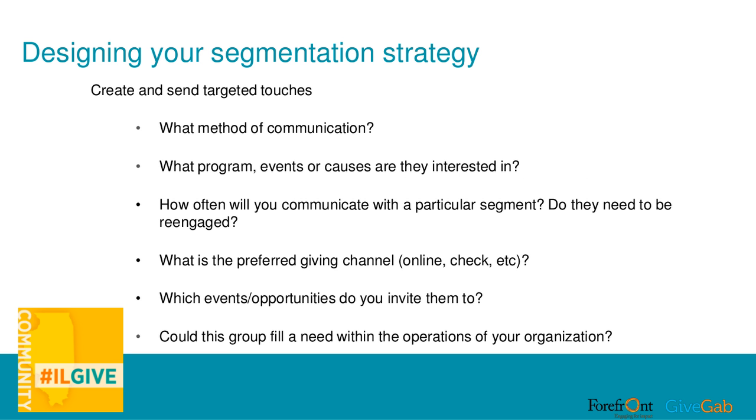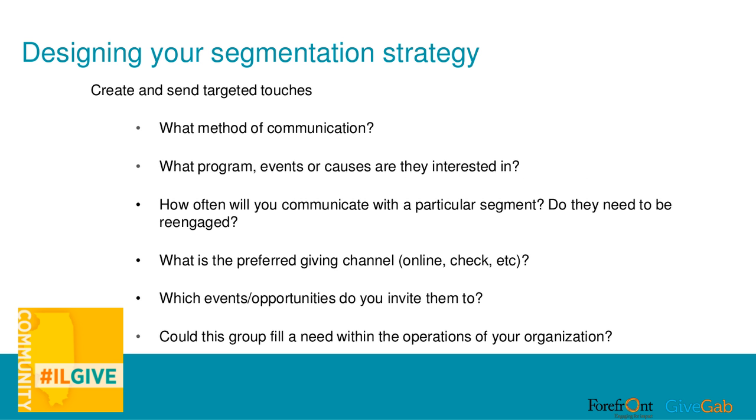Okay. So you also want to prioritize your segments really based on the needs and the mission of your organization. So you want to think about what method of communication, what program, events, or causes are they interested in. And another thing is, how often will you communicate with a particular segment? Do they need to be re-engaged? It might take between 8 and 12 touches to get engagement back from individuals. So just because it might not work the first time doesn't mean it's not going to work. So just keep trying and testing it out.